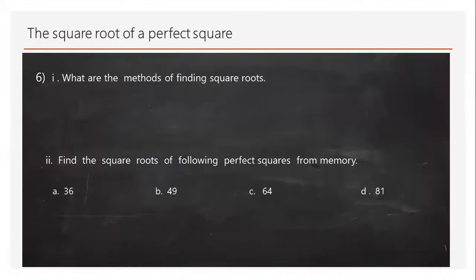Right. What are the methods of finding square roots? Basically, there are several methods, but here we are going to talk only about 2 methods: by using prime factors and by observation. What are the methods of finding square root? First one, by using prime factors. The other one is by observation.